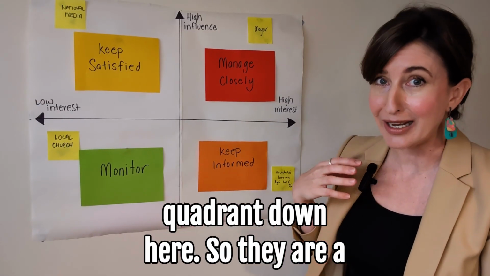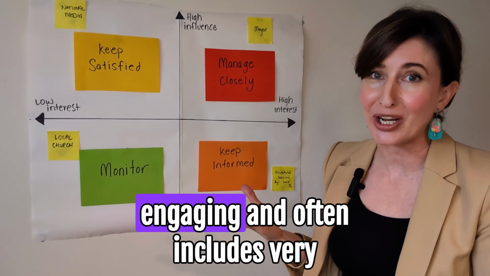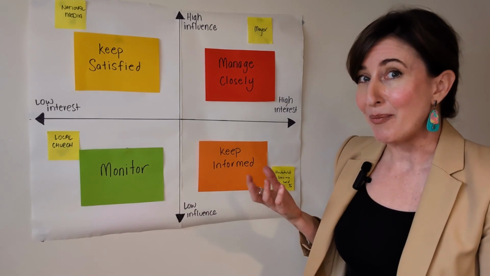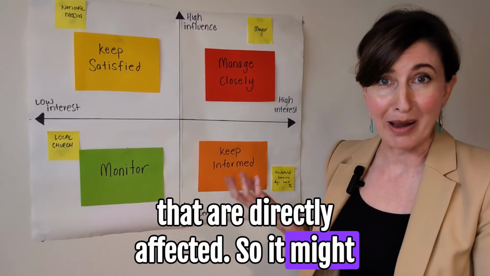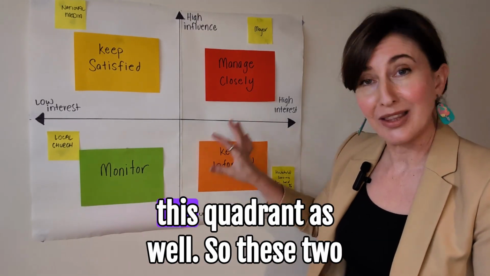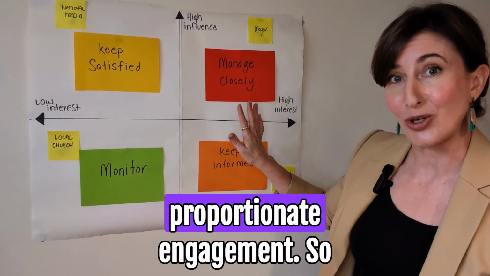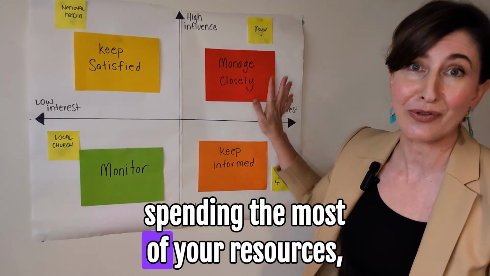So they are a very important group to be engaging, and often includes very vulnerable members of the communities that are directly affected. So it might be through resettlement. So this quadrant as well, so these two are your most important for proportionate engagement. So spending the most of your resources.